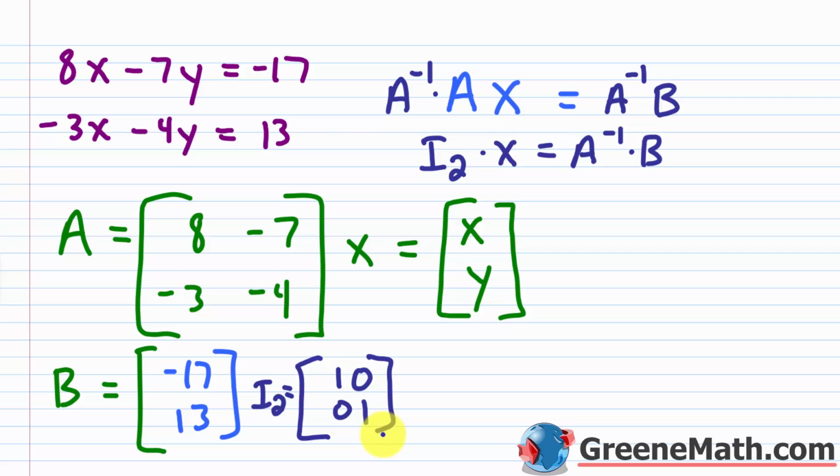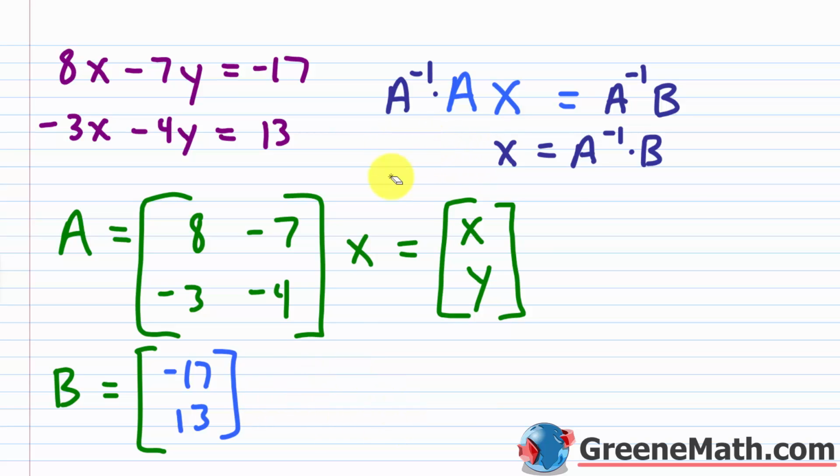Now, if I multiply I sub 2 by X, first off, is that legal? This is a 2 by 2. This is a 2 by 1. So yes, it is, and I would get X back. You can pause the video and do that real quick. You can multiply this by this. You will get X back. So really what I can do at this point is I can just erase this because it doesn't really do anything. It's just like if I had 1 times 5 and I said, okay, well, this is just equal to 5. That's all I'm doing there. So at this point, I can say that X, this unknown right here, is going to be equal to A inverse times B.